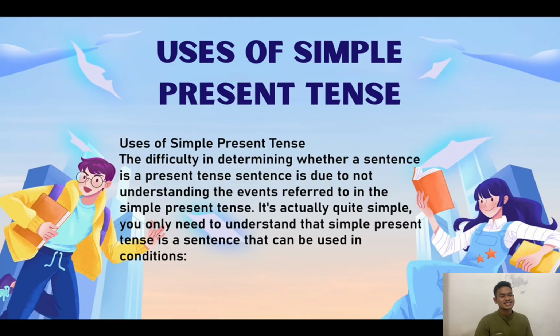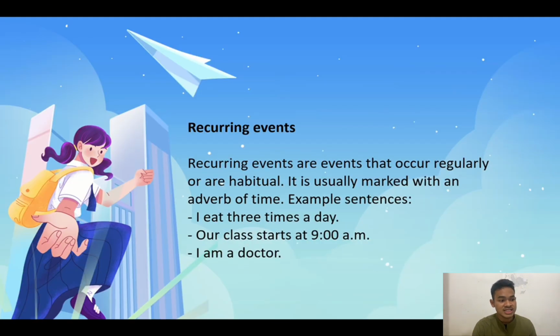And next is use of simple present tense. The difficulty in determining whether a sentence is a present tense sentence is due to not understanding the events referred to in the simple present tense. It's actually quite simple. You only need to understand that simple present tense is a sentence that can be used in these conditions. Recurring events. Recurring events are events that occur regularly or are a bit habitual.